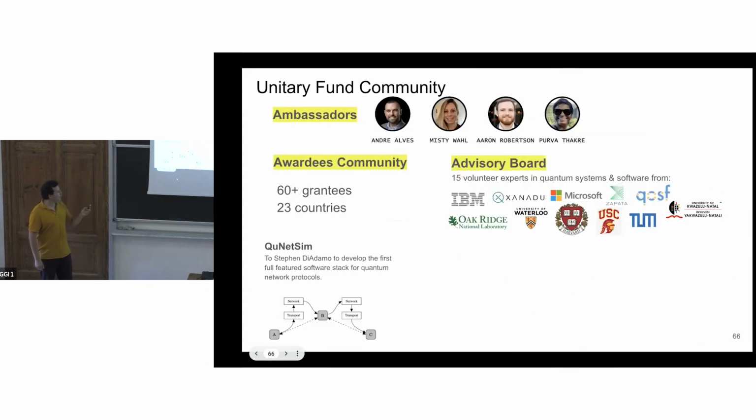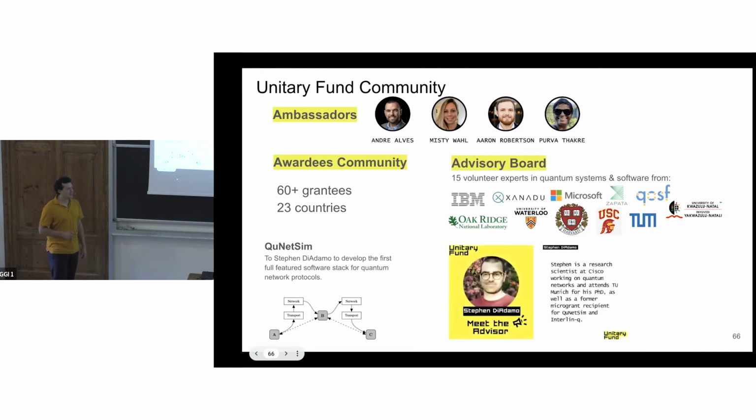Finally, I also want to acknowledge the broader Unitary Fund community. As you can see, Misty was also a Unitary Fund ambassador, so she transitioned from an enthusiastic and very effective volunteer in our community to a team member. These are other team members that helped us achieve new additions to Mitiq. We have a community of awardees. So once again, please go to unitary.fund if you have an idea that you would like to be funded. These microgrants are evaluated by an advisory board.